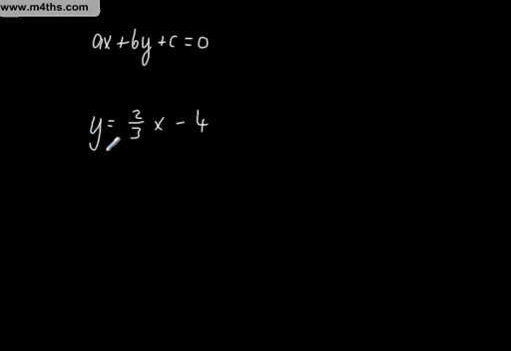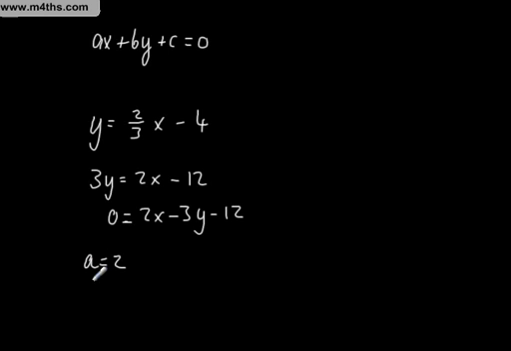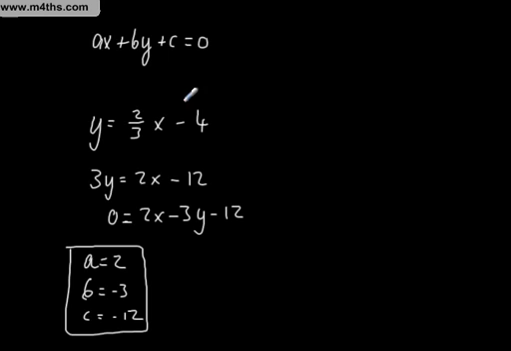So if I multiply the whole thing by 3, I'll have 3y is equal to 2x minus 12. Bring the 3y over and set the left hand side to 0, 2x minus 3y minus 12, and that's equal to 0. So all of these are integers where a is equal to 2, b is equal to negative 3, and c is equal to negative 12. That's the form ax plus by is equal to c, rather than this form, which is y is equal to mx plus c. And we'll look at that as we go on.